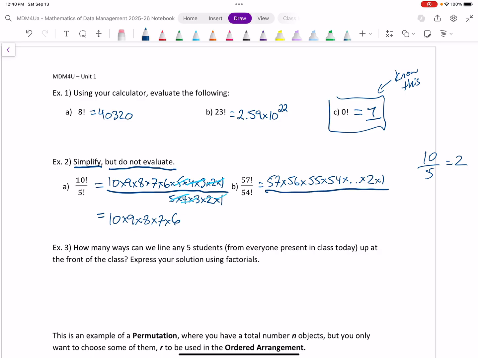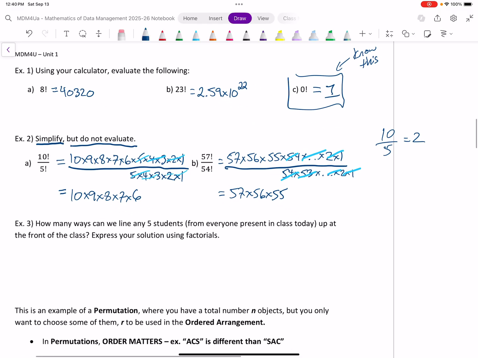I stopped at the 54 because I took a look into the denominator and I saw that it's really just going to divide by 54 factorial, which is 54. And I'll show this as times 53 just to show that this is a sequence, times dot, dot, dot, times 2 times 1. And ultimately what's going to happen is all of this cancels out. And so you're left with just 57 times 56 times 55.